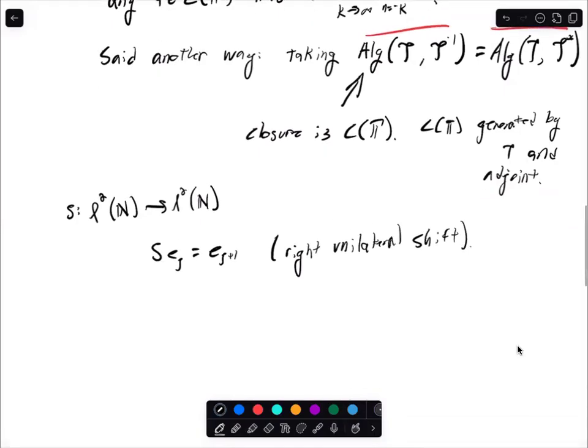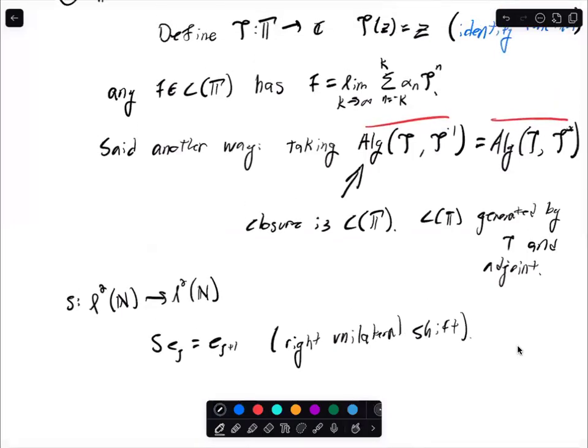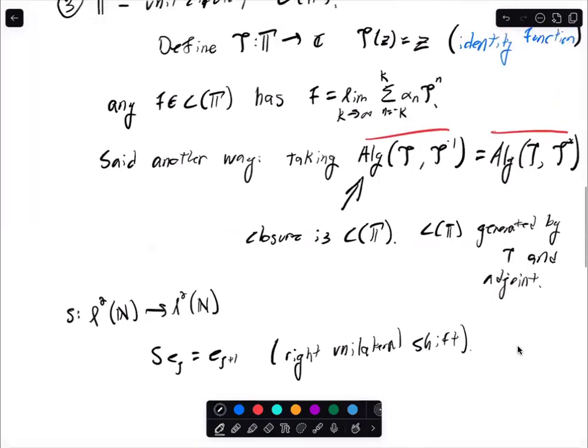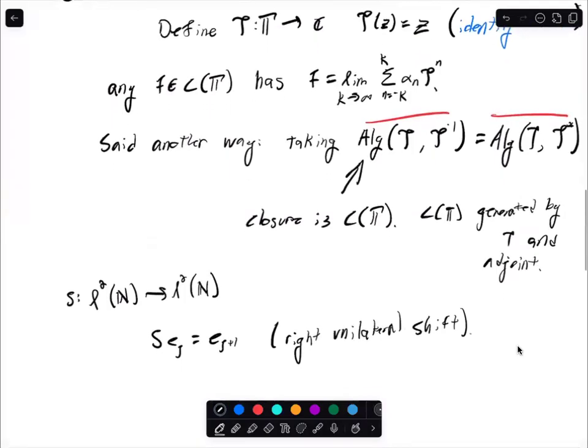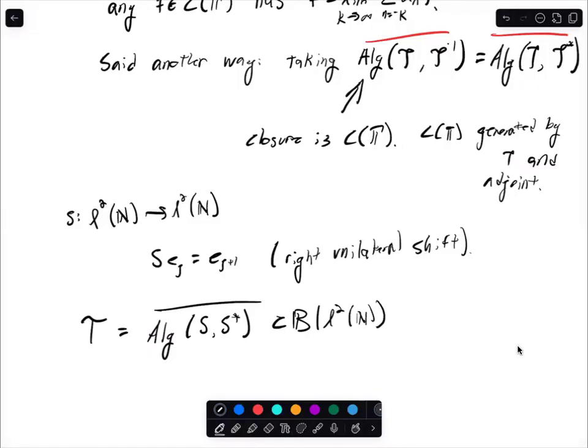So you can play these games the same way as we pay attention to how maybe a single operator could generate an entire class of functions, say on the circle. You can say T is going to be the closure of the algebra generated by S and its adjoint in the bounded operators on L2 of N. This is called the Toeplitz algebra.